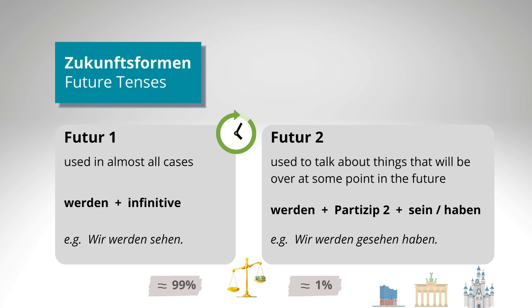In most cases we use haben, but if we have a verb that involves some form of movement or action, we use sein. For example, wir werden gesehen haben. We will have seen. Wir werden gesehen haben.